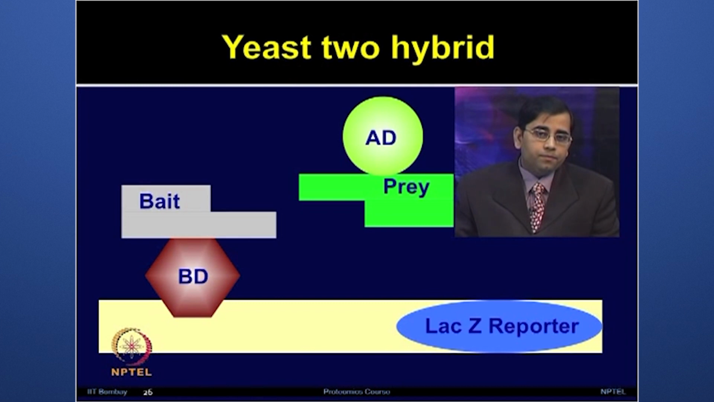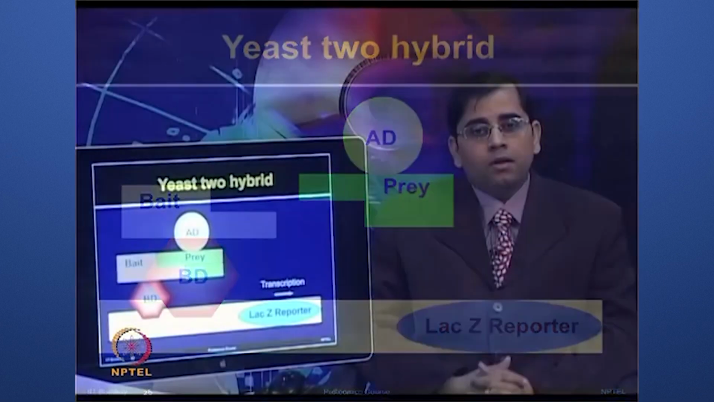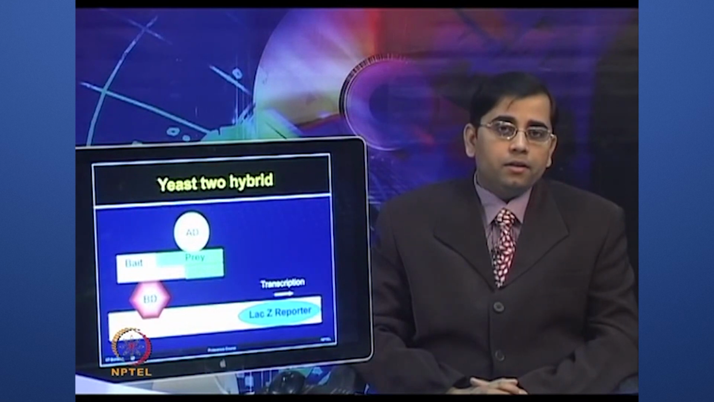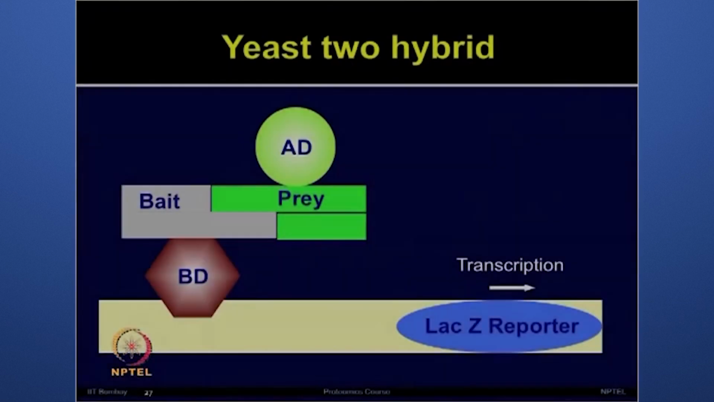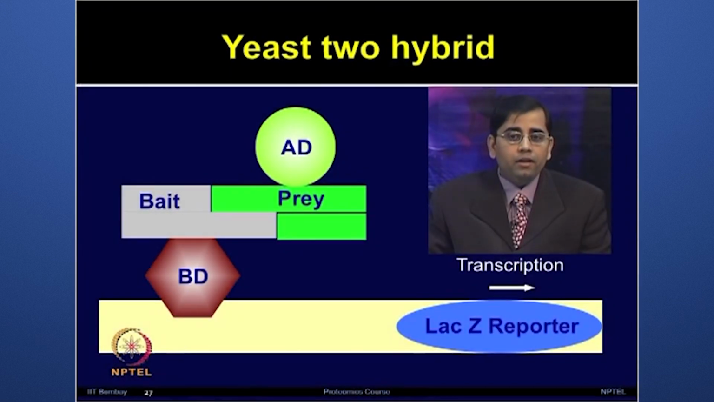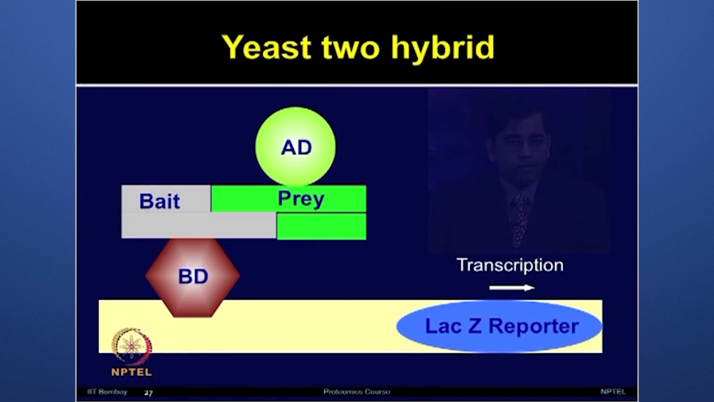So, as shown in the slide, the bait protein binds with the DNA binding domain (BD) and the partner protein, or the prey, with the transcription activator domain (AD). Once the BD domain binds with the DNA, the activator domain AD activates the transcription when both of these are associated. So, as you can see in the slide, the bait with the BD domain and prey with the AD domain, when they bind together, the transcription event occurs.